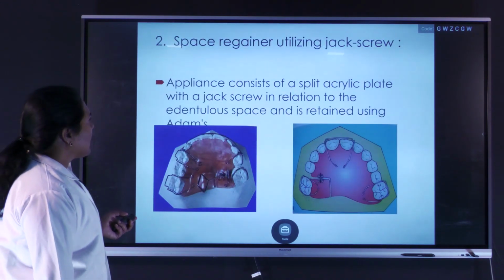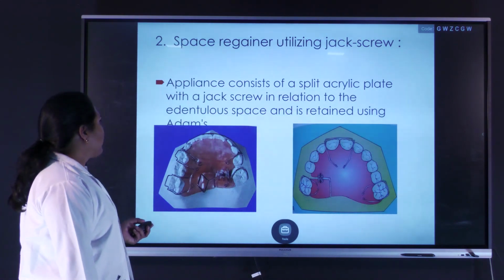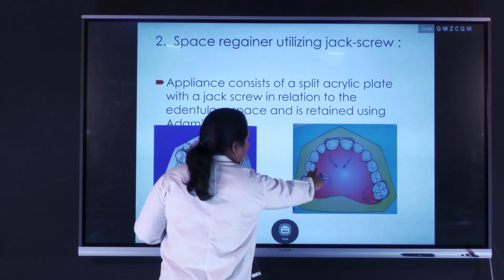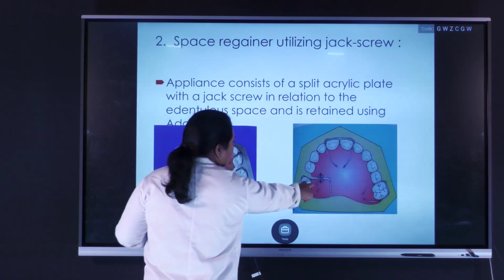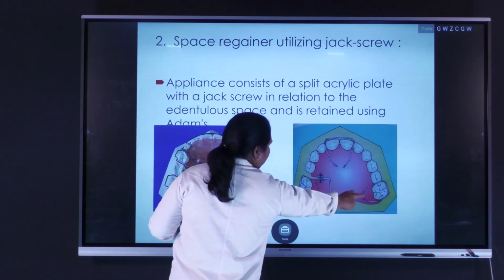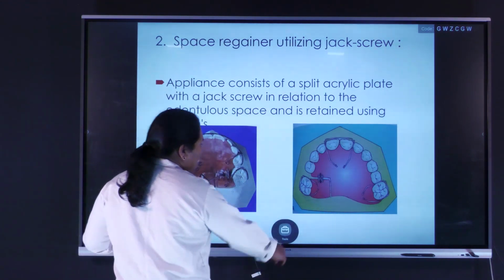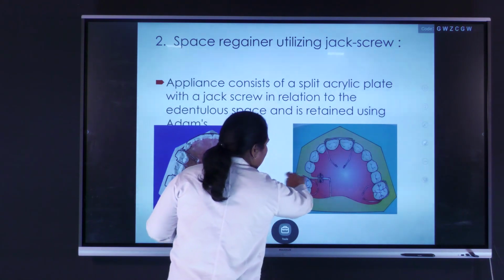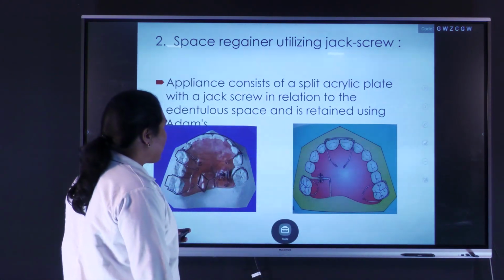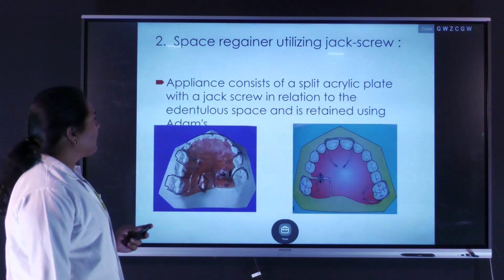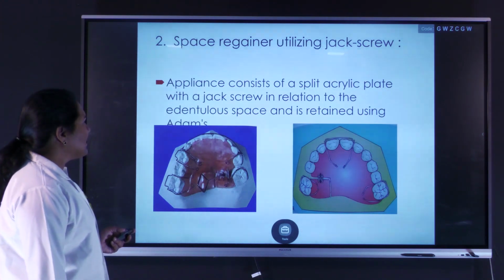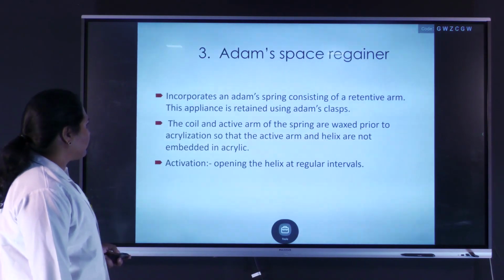Coming to space regainer utilizing the jack screw. Here this is the jack screw. An appliance is made in such a way with this acrylic by giving the removable components, and a jack screw is kept between these two structures, and here the jack screw is activated. So the appliance consists of a split acrylic plate with a jack screw in relation to the edentulous space, and it is retained using Adams clasp.